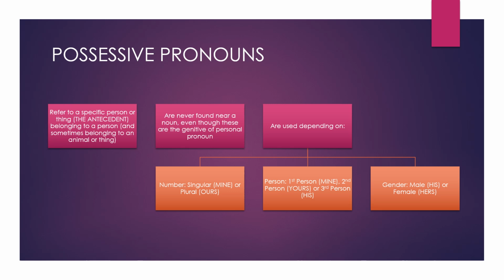Something very critical to be noted here is that these will never be found near a noun, even though in a way they are the genitive of a personal pronoun. They are used depending upon the number, the person, and the gender. Like for person, singular cases, we will be using the word mine, plural ours. That house is mine, that house is ours.